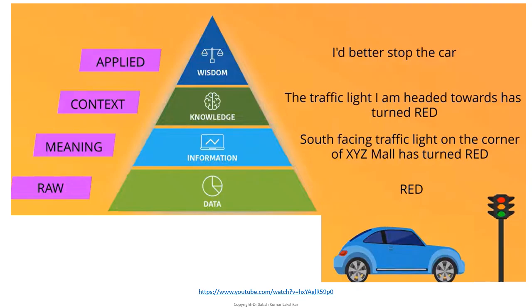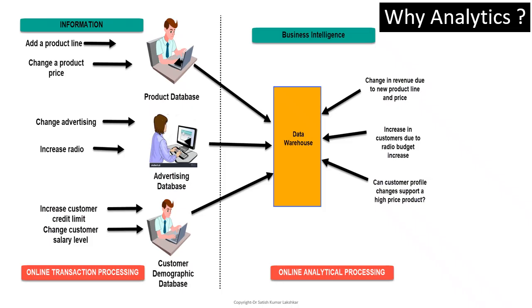Then what will I do? Once I have this knowledge, I will apply it to make a decision. So that knowledge is converted to wisdom. It means I am applying it. So what will I do? I will stop my vehicle. This is how data, information, knowledge and wisdom, all these four concepts, are connected.